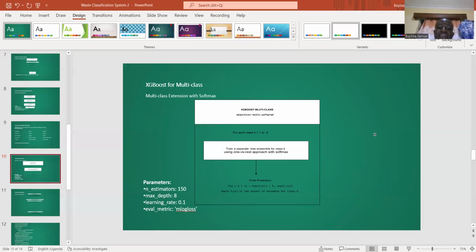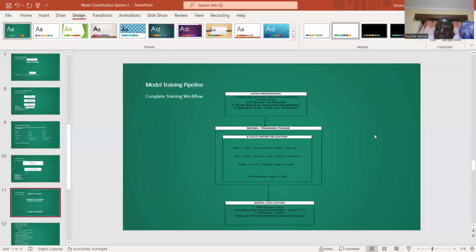So we look at the parameters as earlier mentioned. Here we have the n_estimators, where we have 150, the maximum depth, that is 8. Then the learning rate is 0.1. Then the metric, it's always mlogloss, the loss that we have experienced during the training of the model.